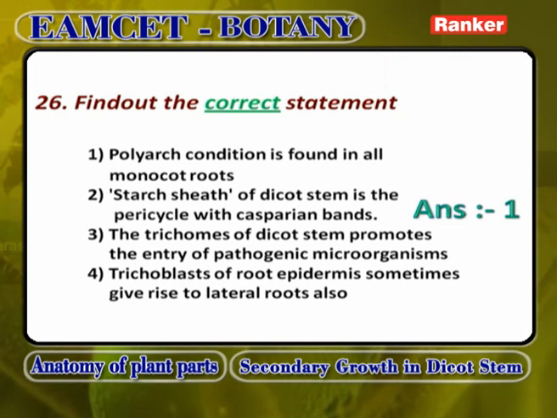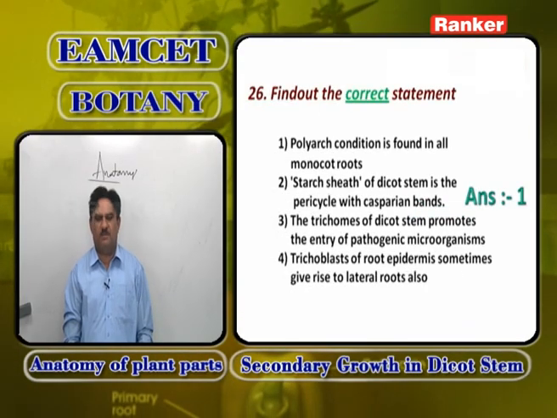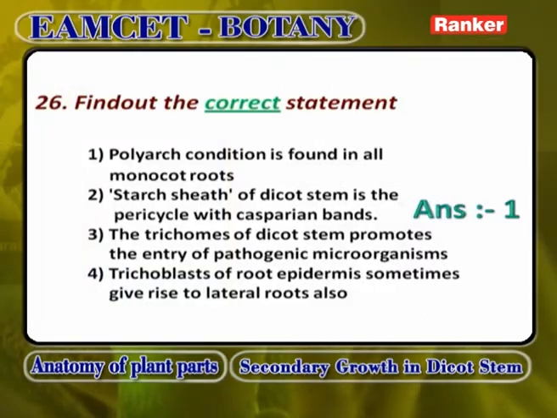So, find the correct statement: polyarch condition is found in all monocot roots. Star sheath of dicot stem is the pericycle with Casparian bands is wrong. The trichomes of dicot stem promoting the entry of pathogenic organisms is wrong. Trichoblasts of root epidermis sometimes giving rise to lateral roots is wrong. Lateral roots are not produced from trichoblasts, they are formed from pericycle in a root endogenously.